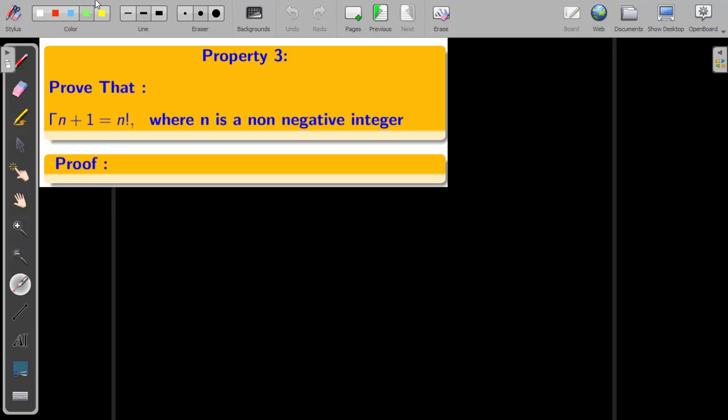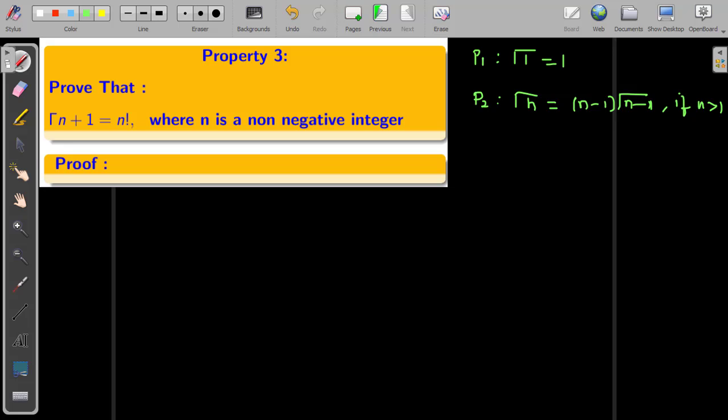Before proving this, one should recall the properties, like property 1 and property 2 of a gamma function. In the previous class we discussed property number 1 of a gamma function: gamma of 1 is always 1. Property 2 of a gamma function is gamma of n is equal to n minus 1 times gamma of n minus 1, if n is greater than 1. This is property 2 of a gamma function.